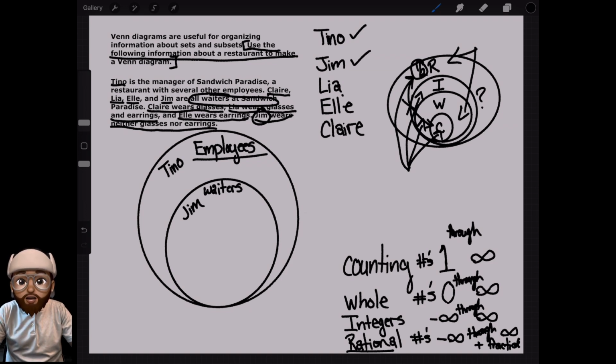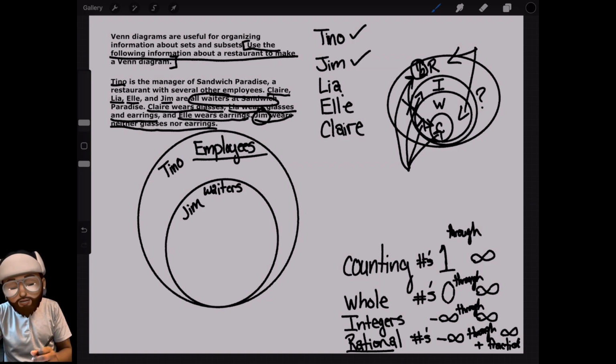Then we have Jim, which he doesn't wear earrings or glasses, but he is a waiter and he is an employee. So he fits in the waiter's circle and he also fits in the employee circle. Then we have Leah, Elle, and Claire. Leah, Elle, and Claire either wear glasses, earrings, or both. So what we're going to do is create two circles that overlap each other inside of the waiter's circle. I'll show you why in just a second.